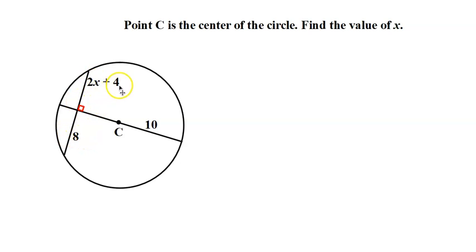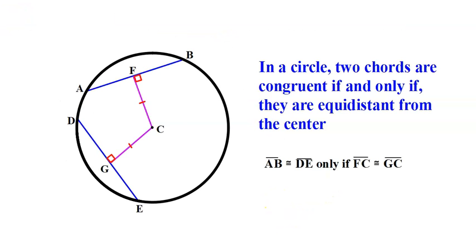So the question, this 2x plus 4, what is that going to equal? Is that going to be the same as the 8 over here or the 10 over there? Well, it bisects this chord here, right? And so that means it's the same as the 8. So 2x plus 4 equals 8. Subtract 4 from both sides, gives you 2x equals 4. Divide by 2, and x is 2. All right, not too bad.